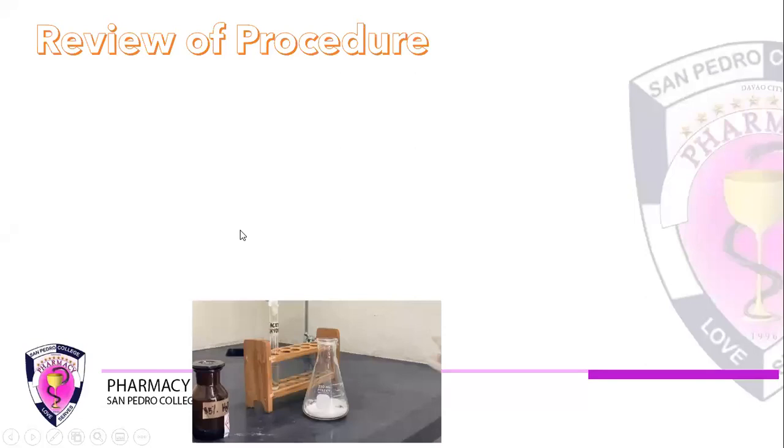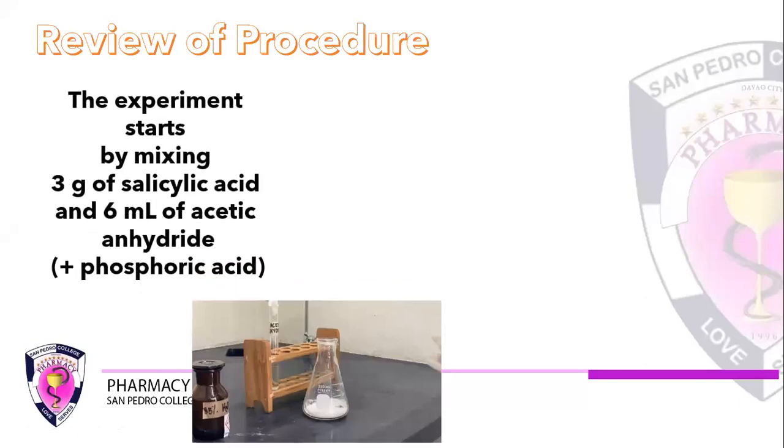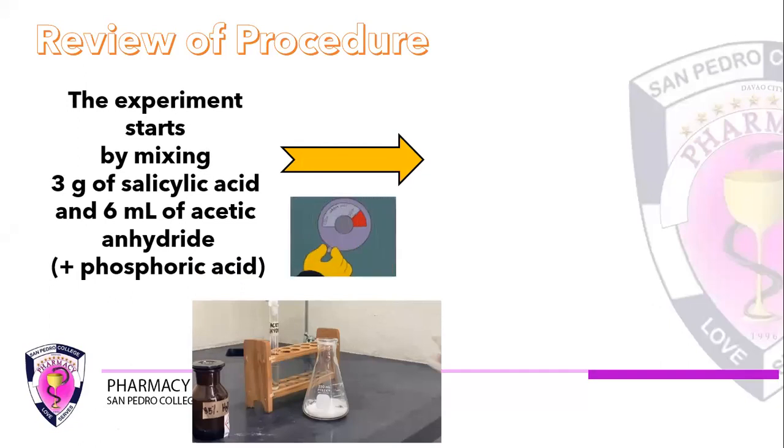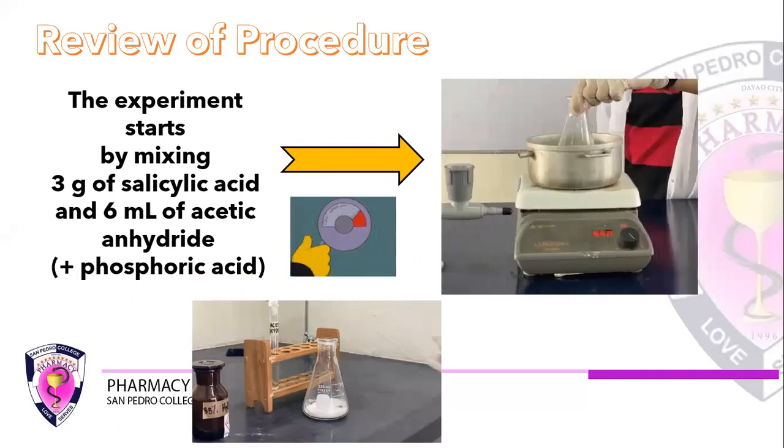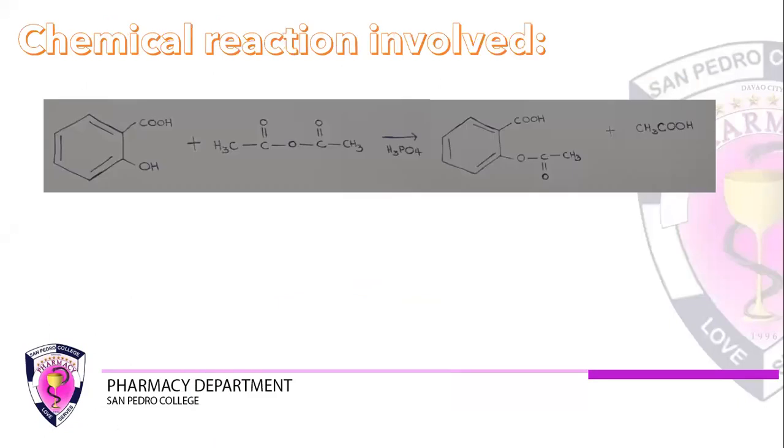So I'll start with the review of the procedure. It starts with salicylic acid added with acetic anhydride and phosphoric acid under the fume hood. Then we heated the mixture. After heating, it should be cooled down. So this is the chemical reaction involved.